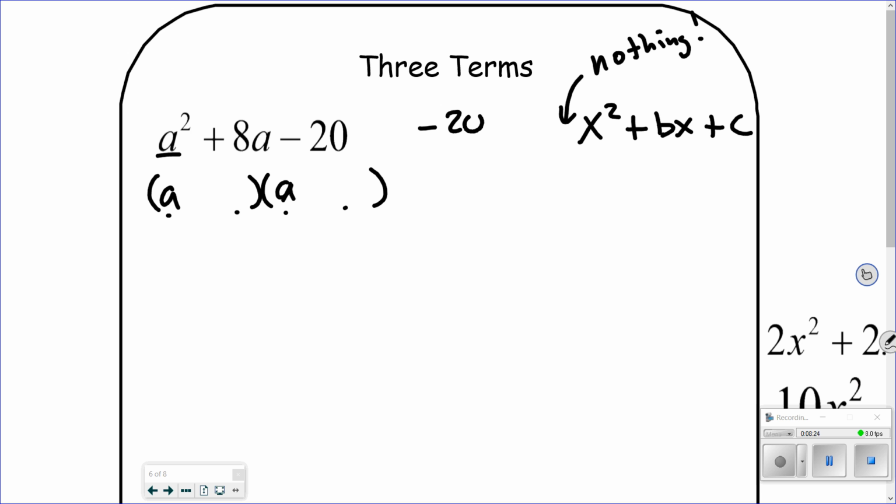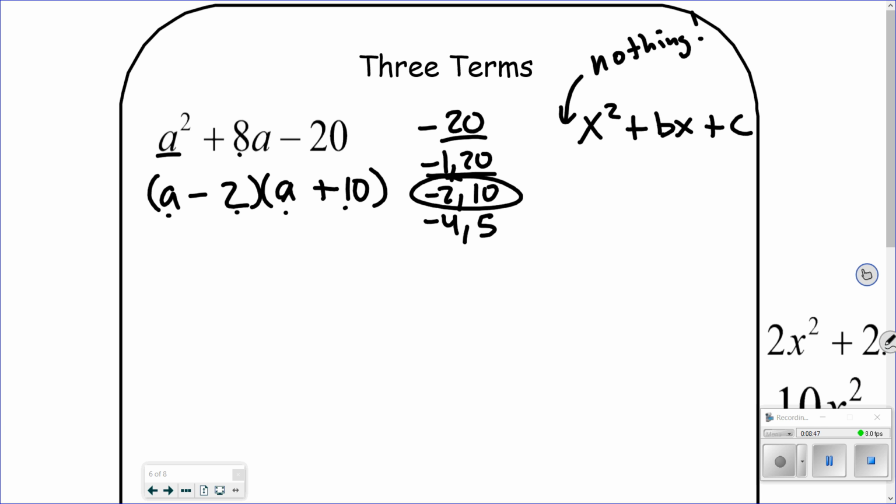So I make my list off to the side. Be really careful with signs. To get a negative 20, it has to be a positive and a negative. So I could do negative 1 and 20, or negative 2 and 10, or negative 4 and 5. I need the one that adds up to be 8. So that one adds up to be 19. That one right there, negative 2 plus 10 adds up to be 8. So it's minus 2 plus 10. And I'm done. I factored it completely. So those are the easy ones. There's nothing in front of the x squared.